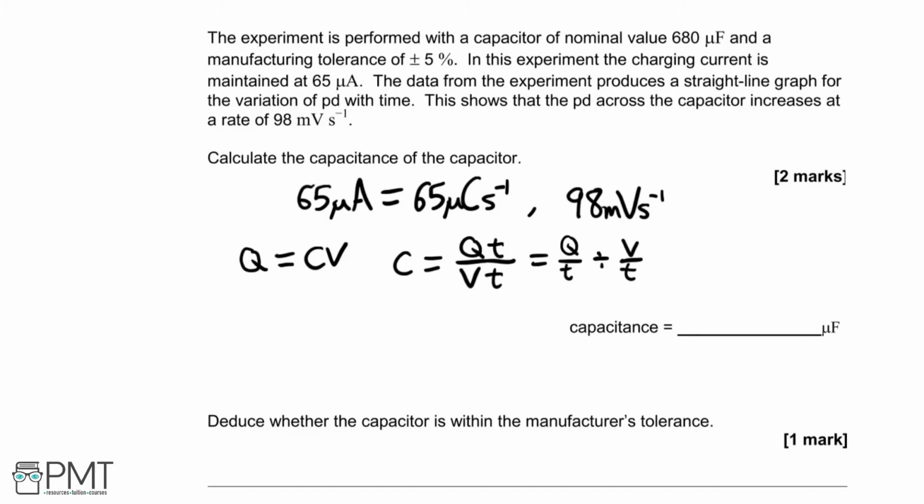We've got Q divided by T, or charge per second, which is 65 microcoulombs per second. And we've also got 98 millivolts per second, or the voltage per unit time. So let's put those in. And that should give us a value of 6.6 times 10 to the minus 4 farads, or 660 microfarads. Now, in terms of where those marks are obtained, we get the first mark for correctly identifying that we can use Q divided by T and V divided by T, and actually putting that calculation together. And then a mark for getting the correct answer at the end.